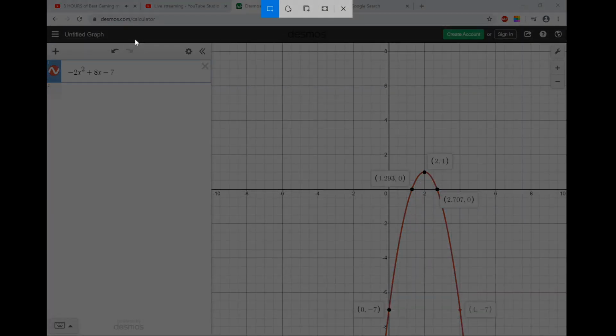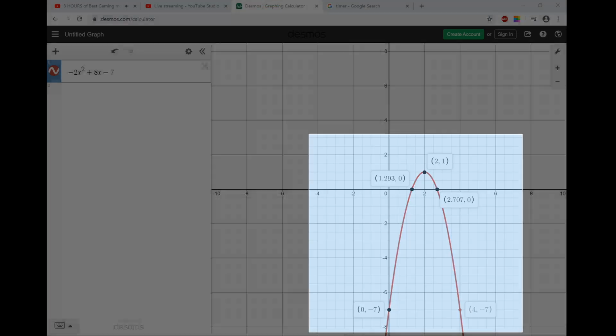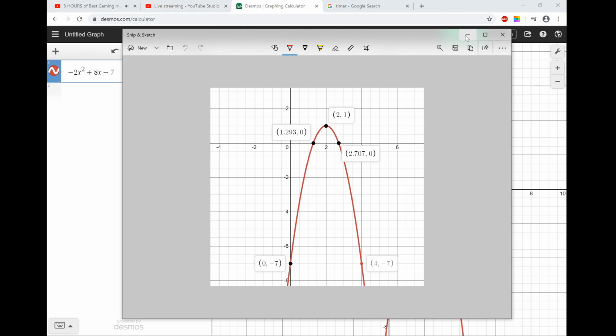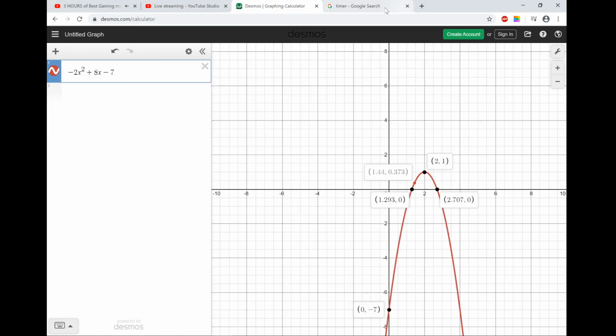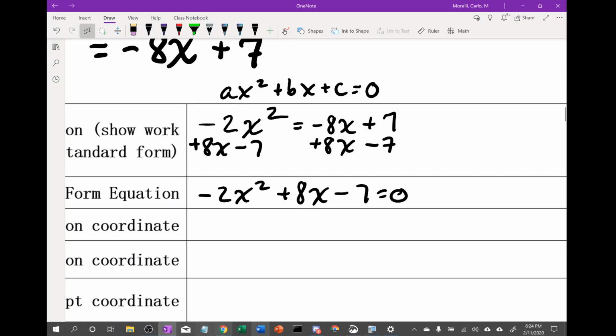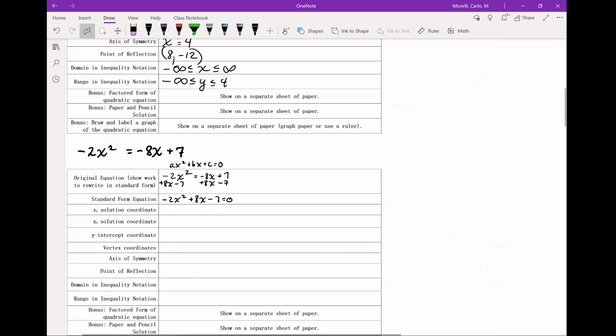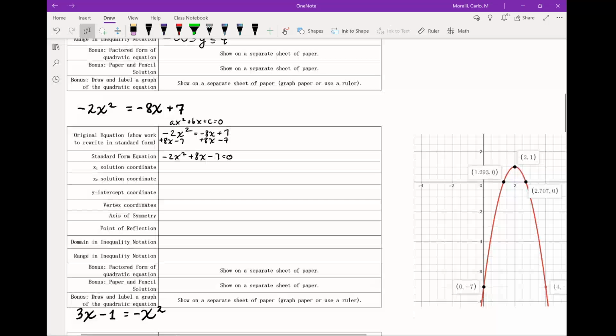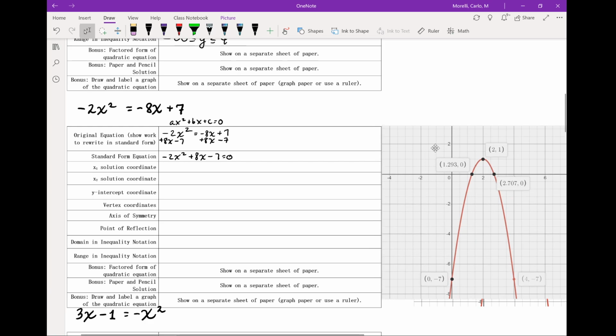Do you always have to type the equation in standard form in the calculator? Yes. Great question. That's why I have you guys do that. It took 54 seconds. Almost a minute. So 54 seconds versus maybe 10 minutes on the TI, messing around with the left bound and the right bound. I hate it. It's just not easy to do.